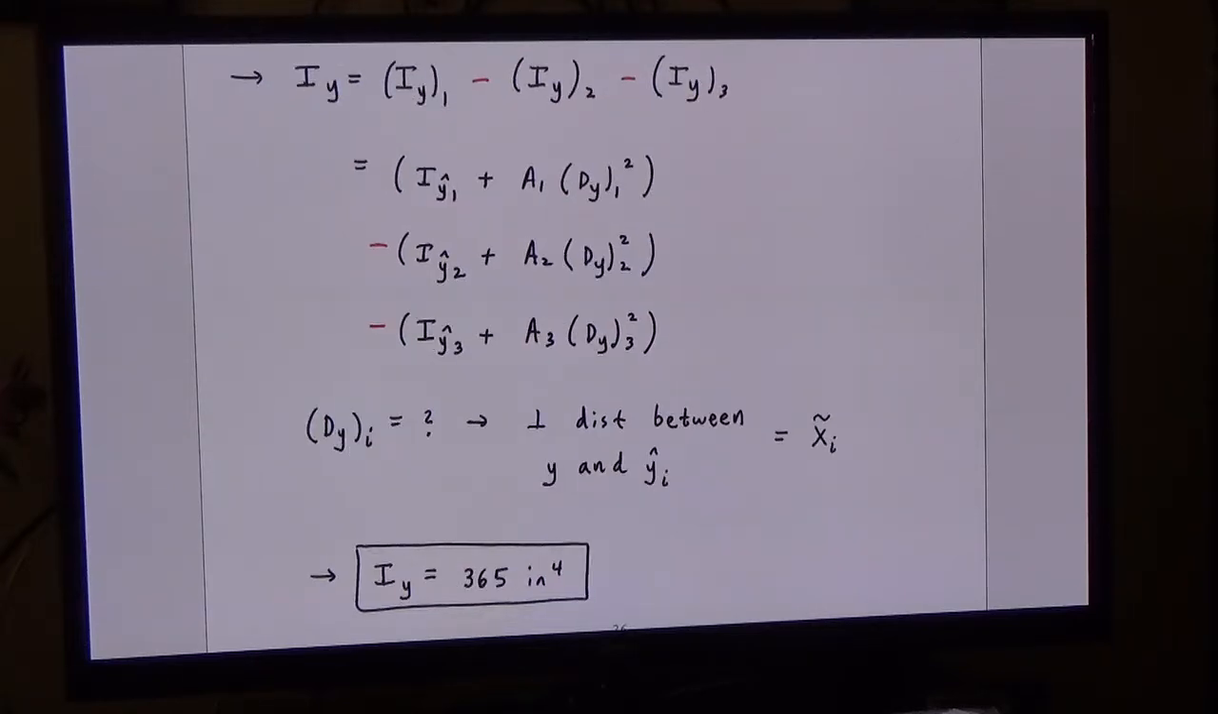For I about y, I have my composite area equation, again with the two negatives for the holes, and I have my parallel axis theorem for each of the moments of inertia. Also, just like last problem, the perpendicular distance between y hat and the y-axis is what we call x tilde.